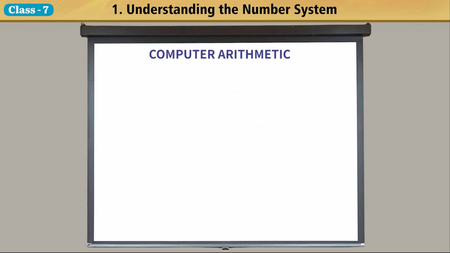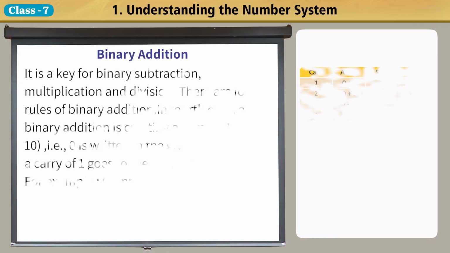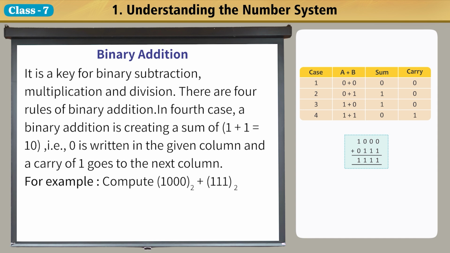Computer arithmetic. As a computer understands only the binary code, the data input to the computer by the user is converted into binary code for processing. This processing may involve various kinds of arithmetic operations on the binary numbers. Binary addition. It is a key for binary subtraction, multiplication, and division.